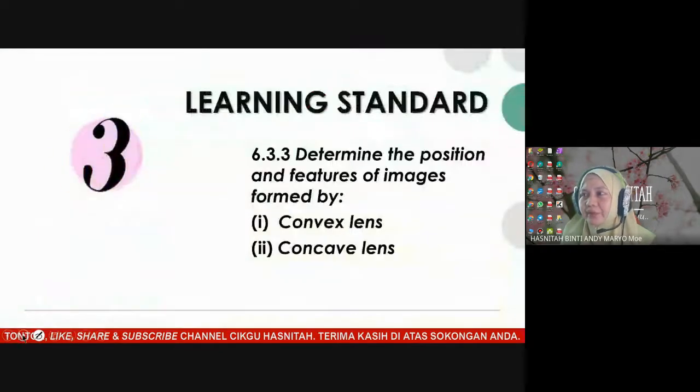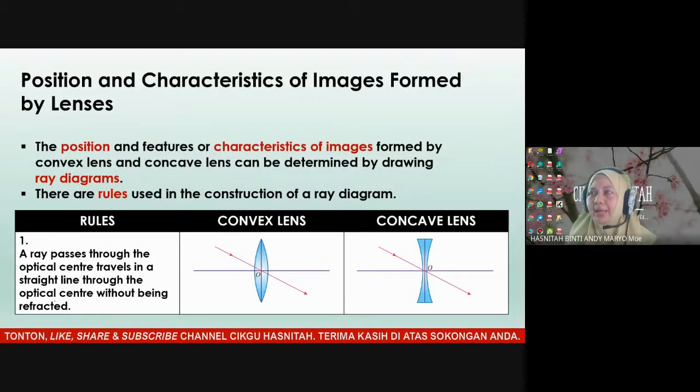Okay, now 6.3.3, this is to determine the position and characteristics of the image formed by both lenses. This one you can find in your textbook on page 254. Students, we are going to look at the general ray diagram first. So number one, if you look at this point, the position and features, or characteristics, of the image formed by convex lens. Later, you will learn there are three characteristics we can write for the image formed by both lenses.